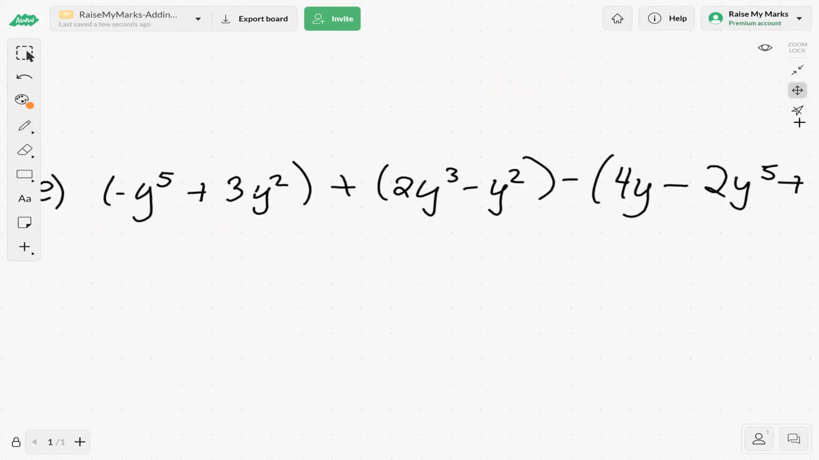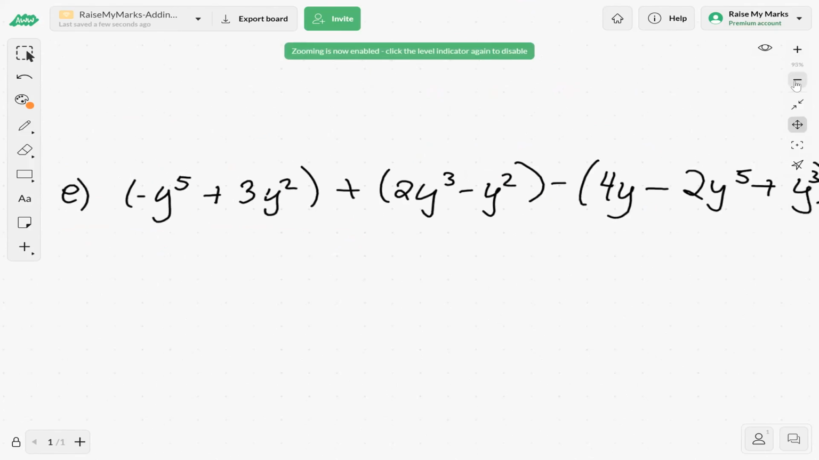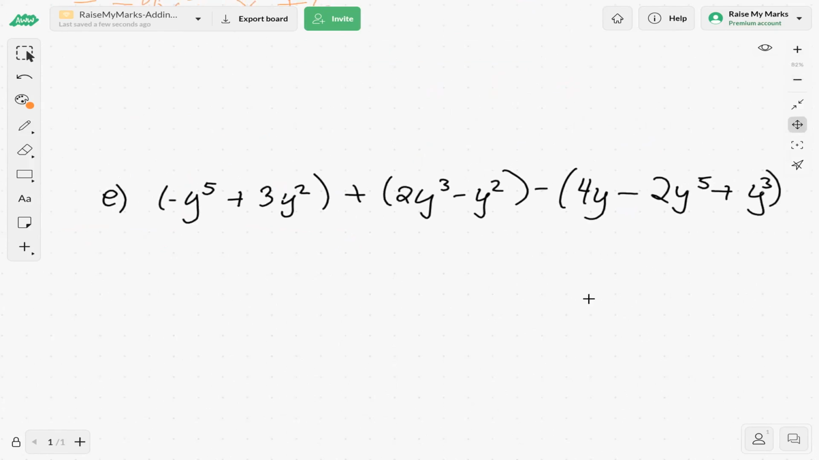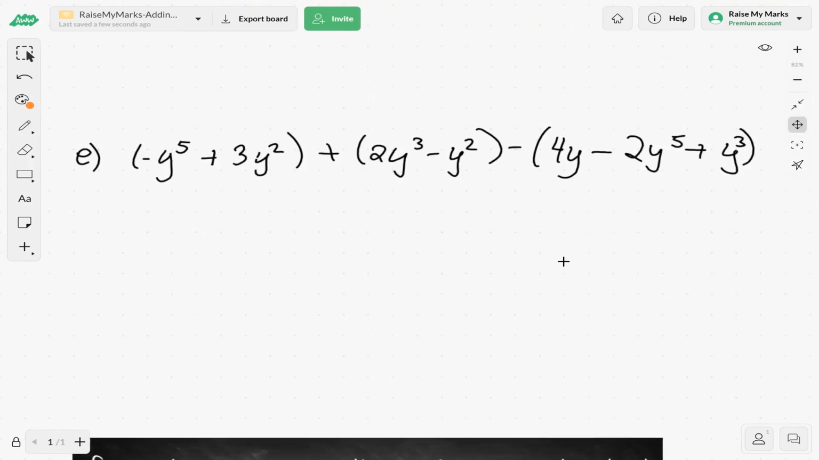And this looks like our final question, a little bit big for the screen. Okay, let's have a look at this one. So we have three little polynomials. We have negative y to the power 5 plus 3y squared plus 2y cubed, minus y squared minus 4y minus 2y to the power 5 plus y cubed.